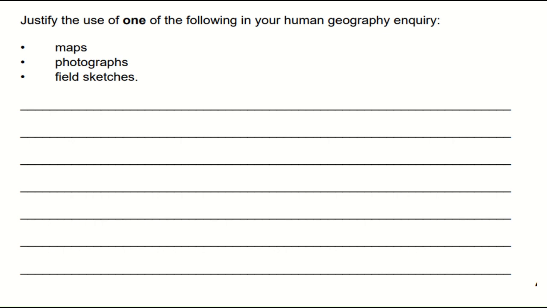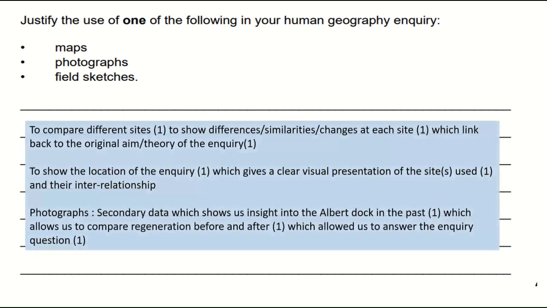So the next question then asks us to justify the use of one of the following in your human geography inquiry. And I went for maps and photographs here. So the first one was the maps to compare different sites to show similarities and differences at each site, which link back to the original aim or theory of the inquiry. Or the photographs down here, the secondary data which shows us insight into the Albert Dock in the past, which allowed us to compare regeneration before and after, which allowed us to answer the inquiry question. So you're slowly following it through, you're spelling it out to the examiner exactly what it is you are getting at.